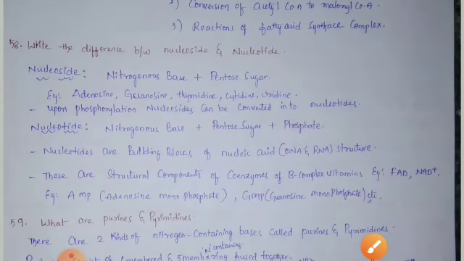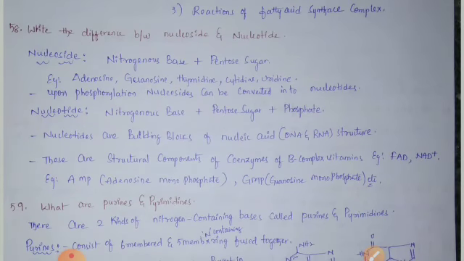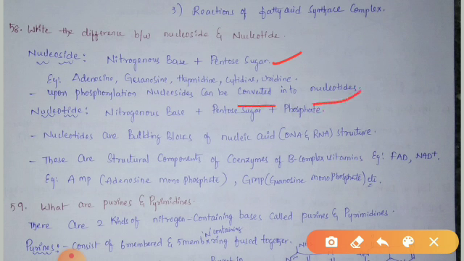Write the difference between nucleoside and nucleotide. Nucleoside is the combination of a nitrogenous base and a pentose sugar. Examples are adenosine, guanosine, thymidine, cytidine, uridine. And upon phosphorylation, nucleoside can be converted into nucleotide.